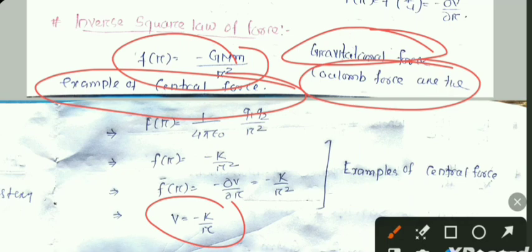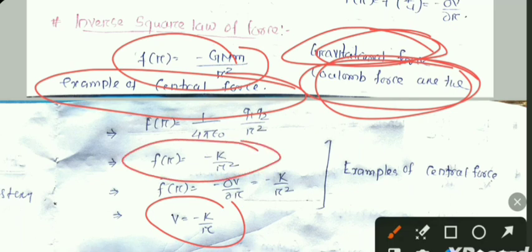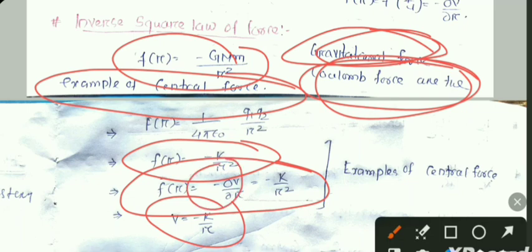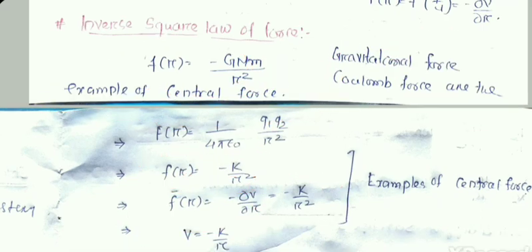So if we equate this gravitational force and Coulomb's force, then we get f of r is equal to minus k by r square. Then f of r is equal to minus del v by del r, that is minus k by r square, and v, if we integrate this, we get minus k by r. These are examples of the central force.